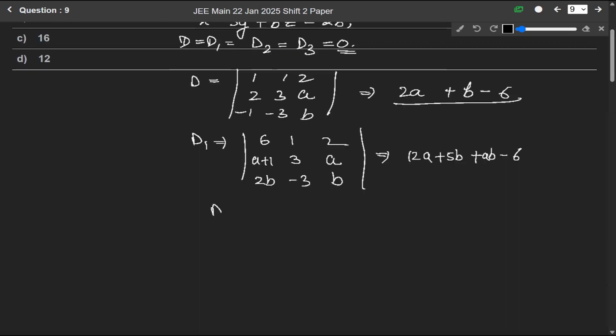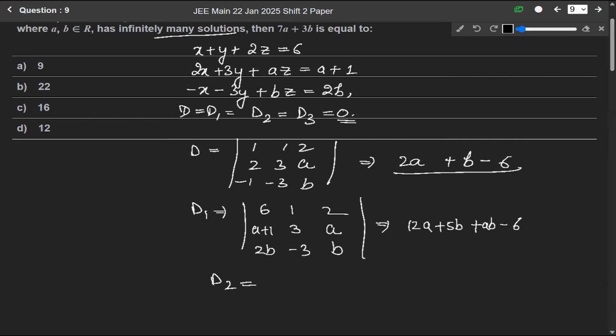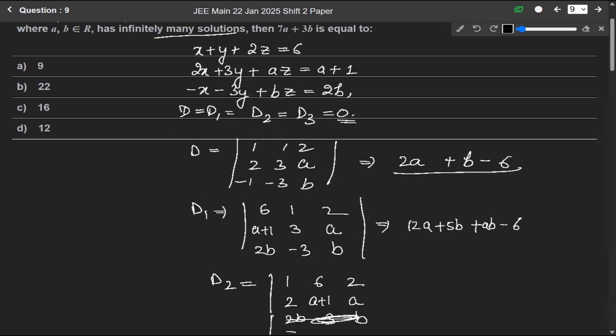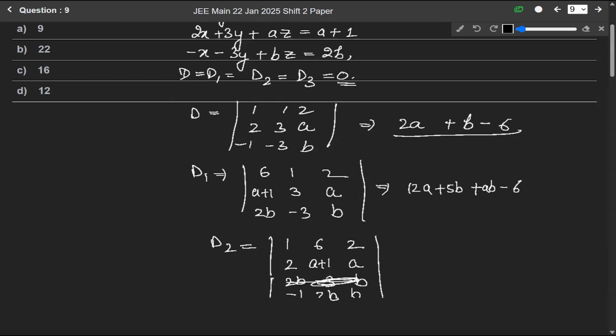Again, when we solve D2, it will be the determinant 1, 6, 2, 2, a plus 1, a, minus 1, 2b, b. Okay. So when we solve it, we get minus 4a, minus 3b, minus ab plus 2.